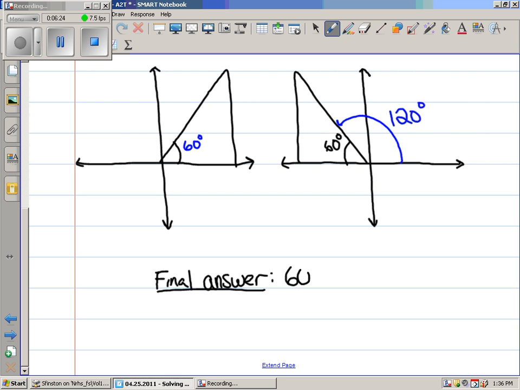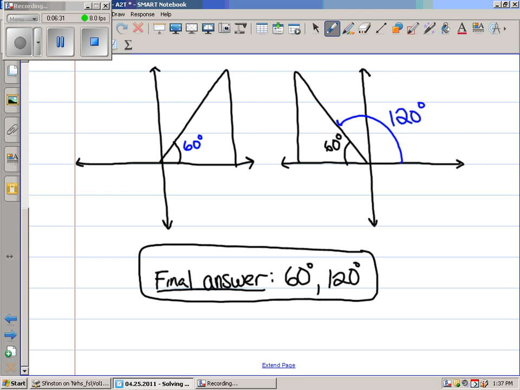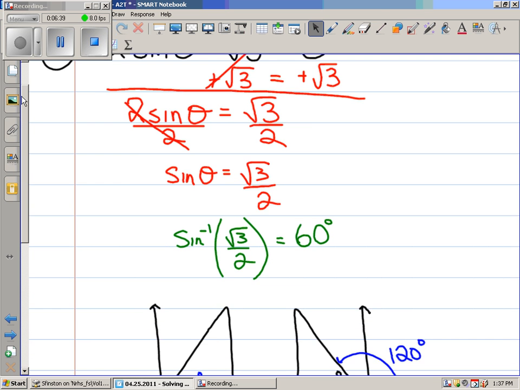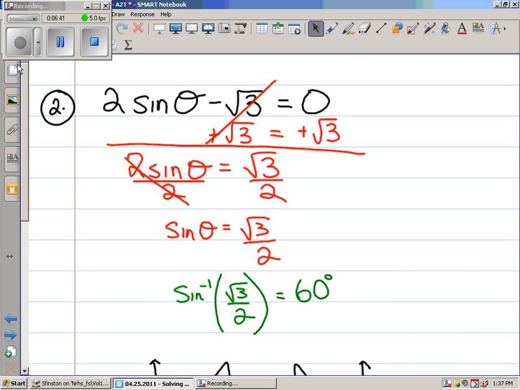$60 and 120. What do you think? Is this easy? Now, let me show you something. This is the easiest thing in the whole world if it's multiple choice. You know why? Because they give you a bunch of answers, and all you have to do is plug them in and find which one works. There's no other way you should be doing it. Don't waste your time. Don't waste your energy.